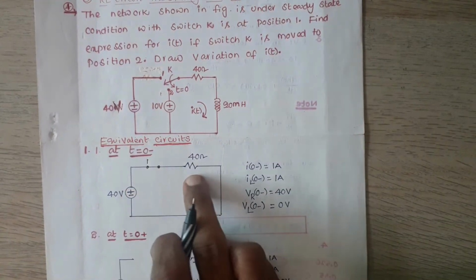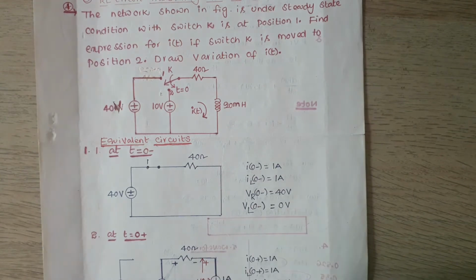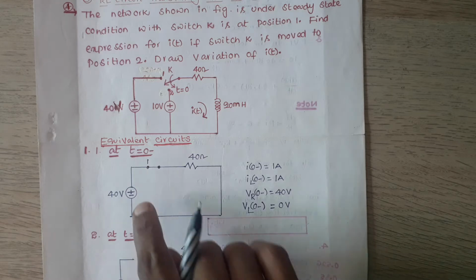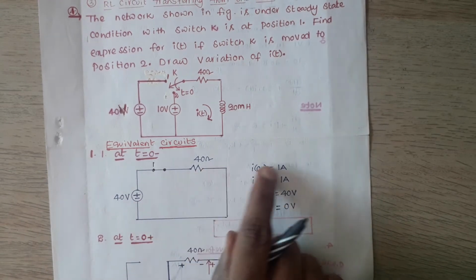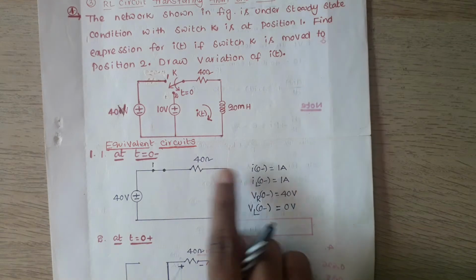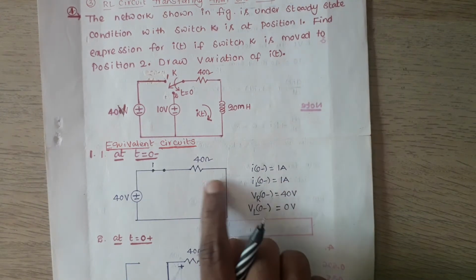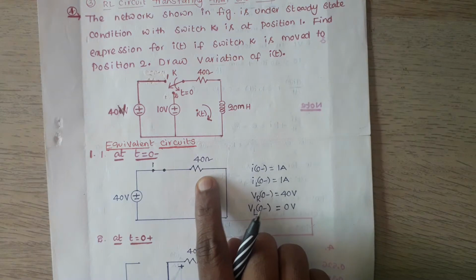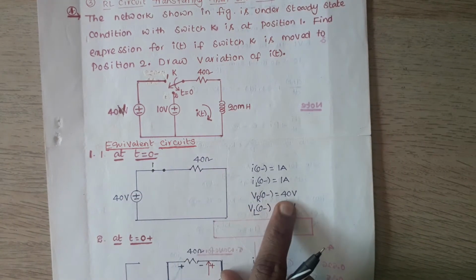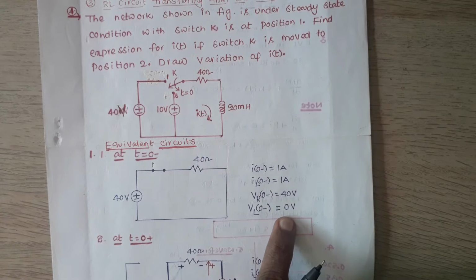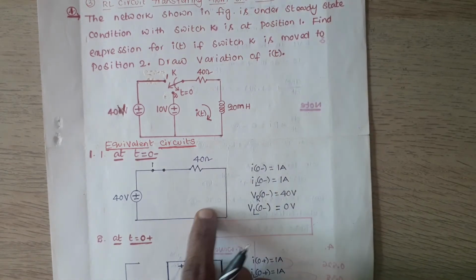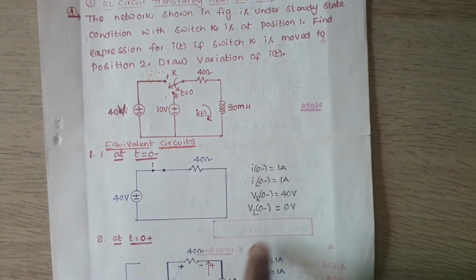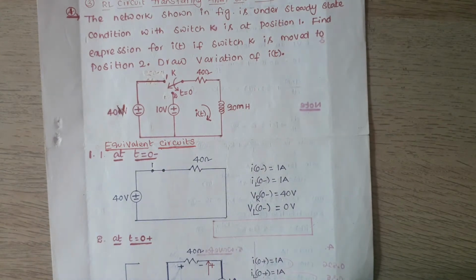So 40 volts, 40 ohms. The inductor is short circuited because the circuit is at steady state. So the current in the circuit is 40 by 40, which is 1 ampere, and the current in the inductor is 1 ampere. The voltage across the resistor is 40 volts, and the voltage across the inductor is 0 volts. This is the equivalent circuit and these are the values at t equal to 0 minus.